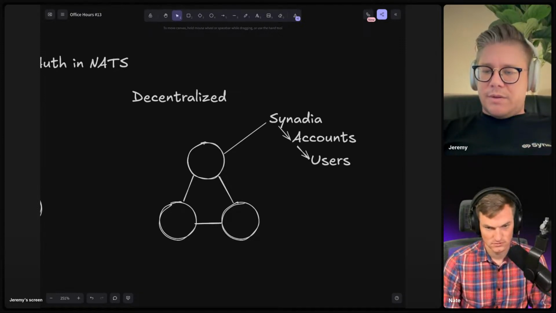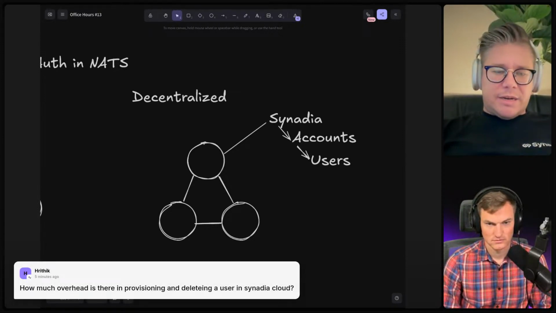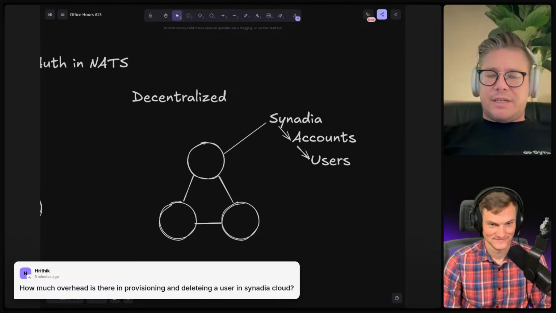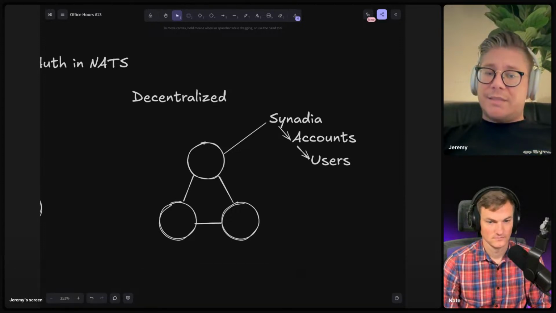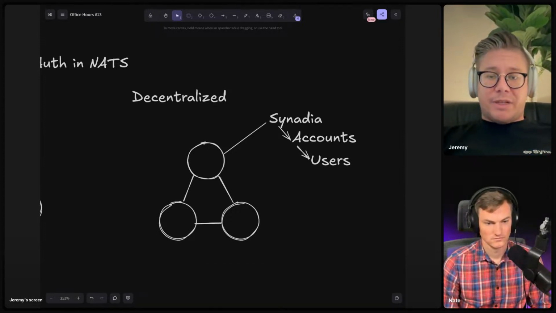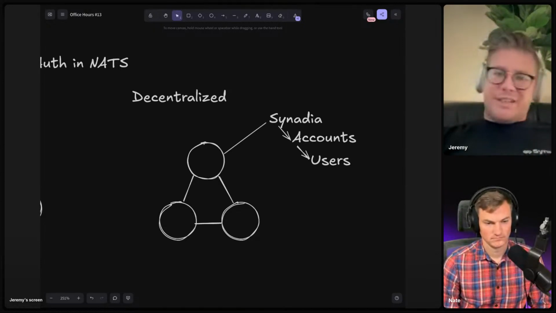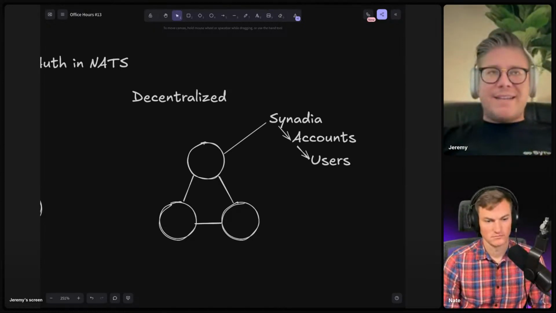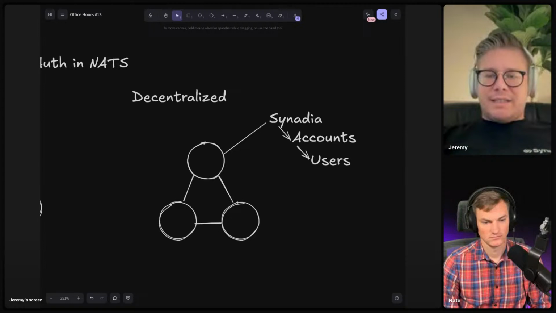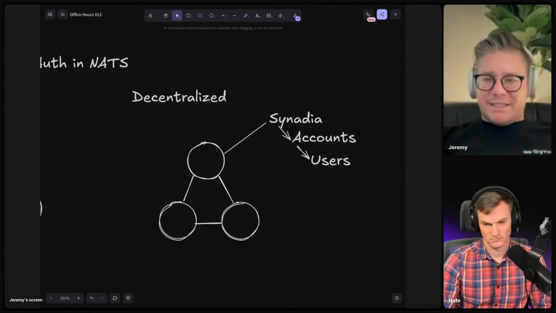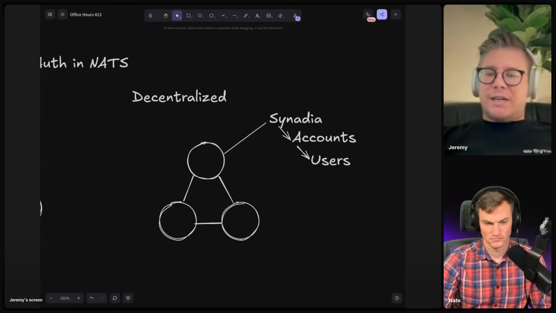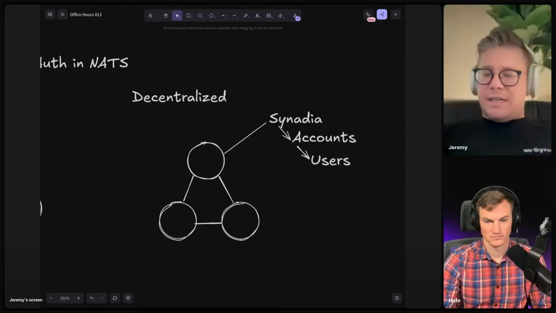Great question, and easy ones to answer. How much overhead is there in provisioning and deleting a user in Synadia Cloud? Not a lot of overhead at all. We do store it in a database, but we don't have to touch a NATS server for it. And that's the beauty of it, is accounts can create users cryptographically. Now, we store it in a database so that you can see it in the UI and you can download it and stuff like that. But other than that, it's little to no overhead. We don't touch a NATS server at all, so it doesn't affect the NATS system at all in order to create a user. And the second one, can we do it using the Synadia Cloud API?